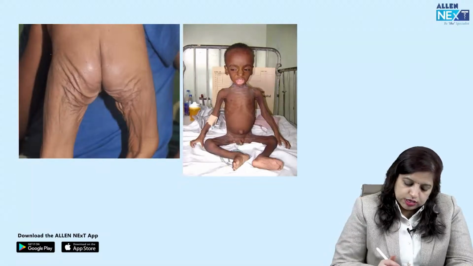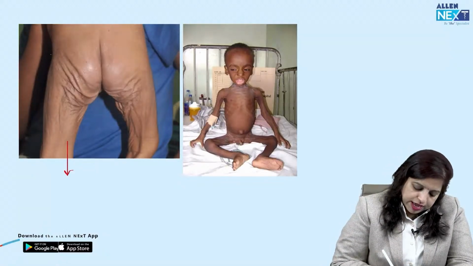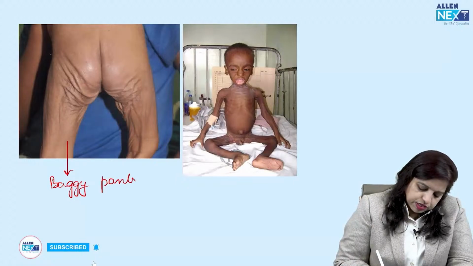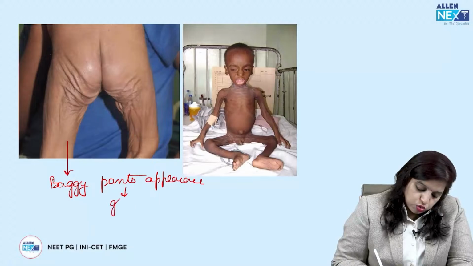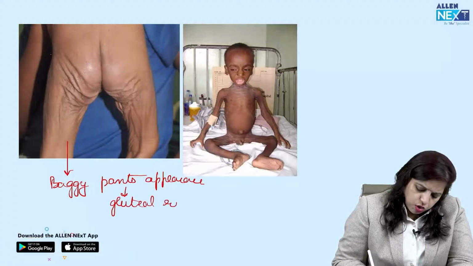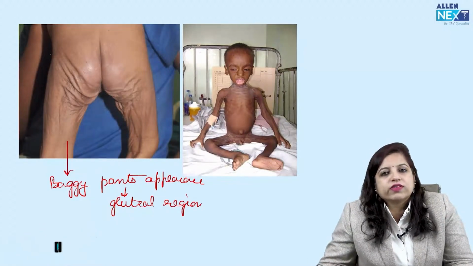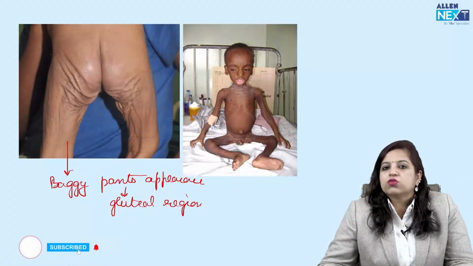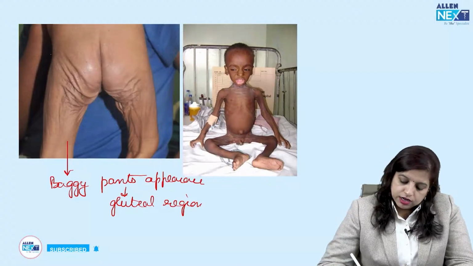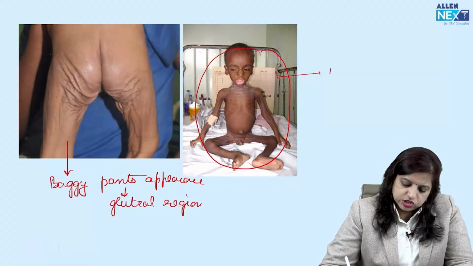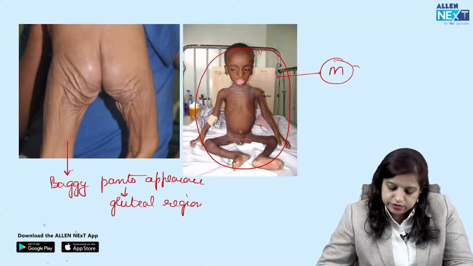Now, let us come to this. This is what is known as baggy pants appearance. Please remember this baggy pants appearance, where you can see severe wasting occurring in the gluteal region. There is total loss of the fat pad of the gluteal region. That is what is giving the loose folds of the skin, and these loose folds of the skin are known as baggy pant appearance, right? Now, this is also again a totally wasted child. So, I would label the child as a marasmic child, right?